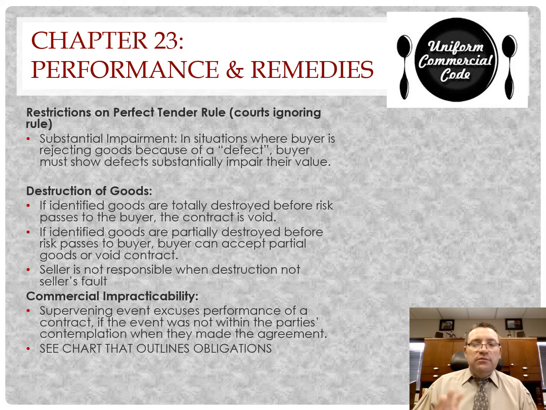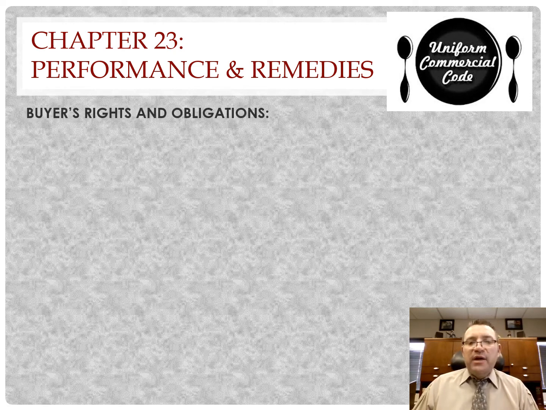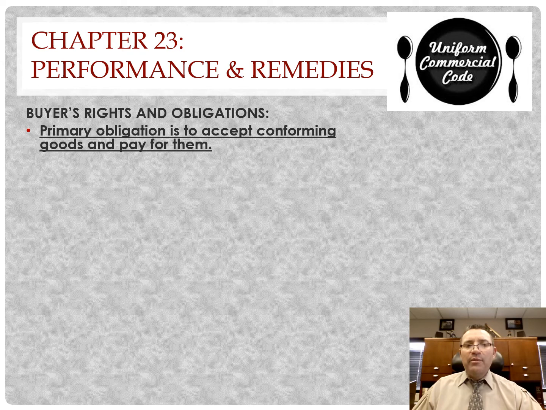All right, again, there's a chart in the book for you to take a look at, what those different obligations are. All right, buyer's rights and obligations, right? Now we've shifted. Those were all the seller's rights and obligations. Now we're moving to the buyer's rights and obligations. Generally, there are, I think, 1 to 10 of them, and 1 is to accept the goods. That's kind of how it works under the UCC. The primary obligation is to accept conforming goods and pay for them. That's generally what it is.